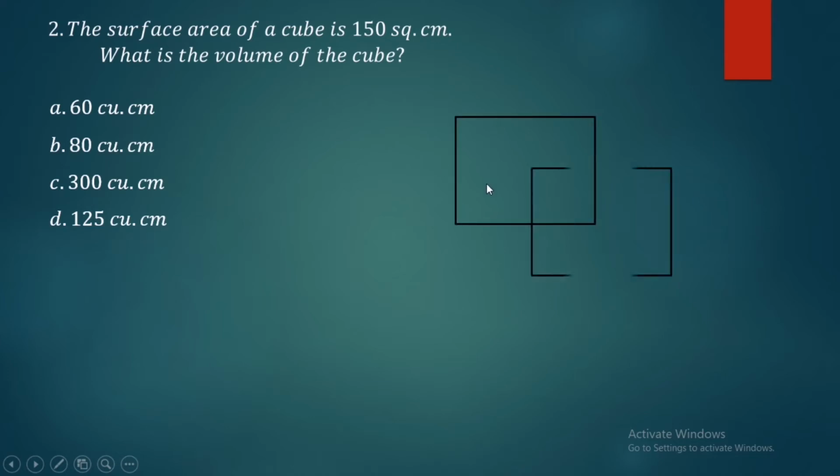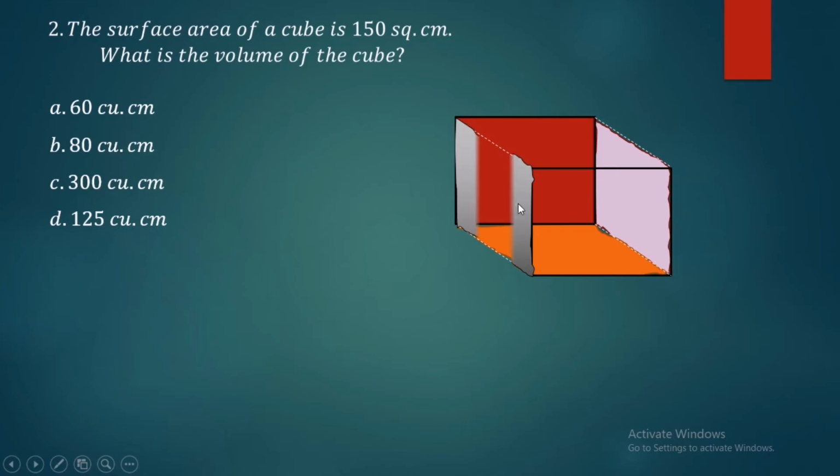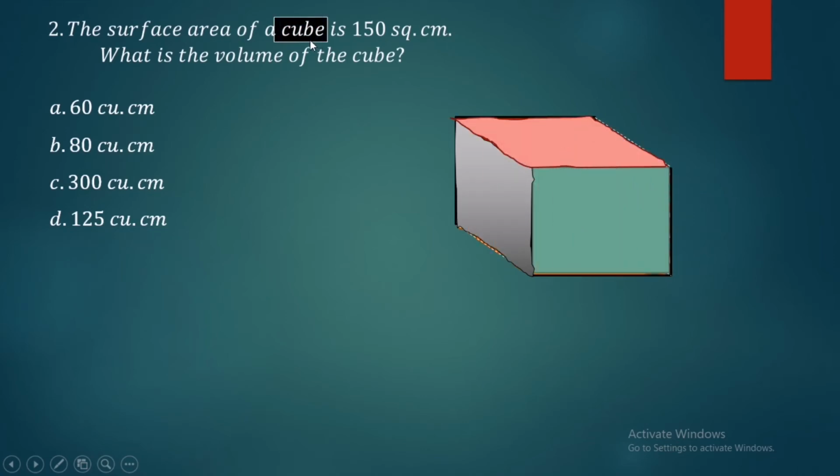Here's the example of our cube. And we know that a cube consists of 6 squares. Okay, this is the first square. Second, 3, 4, 5, 6. So that is called the cube. And the surface area, denoted as SA, is equal to 150 square centimeters.